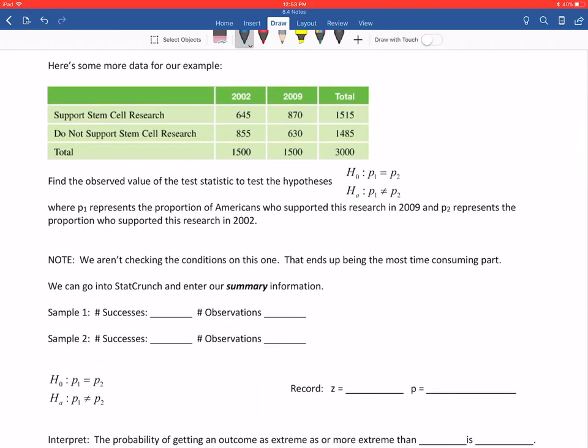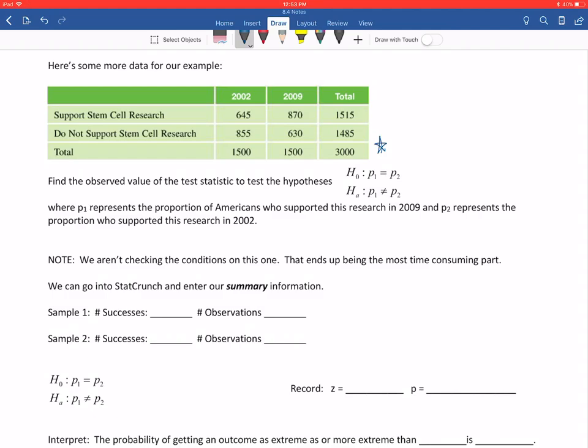Okay, here's some more data from this example. So this gives us the actual numbers. So we have the 2002 and 2009 actual values for how many supported and how many did not support. So here is the hypothesis that we're specifically going to test. We're going to go ahead and do the two-sided one. We're going to have our null be that everything's the same, and our alternate just be the statement that something is different.